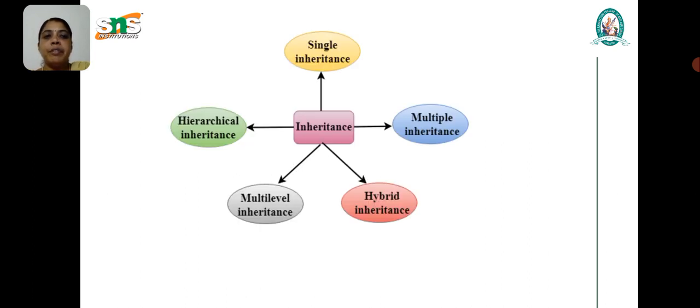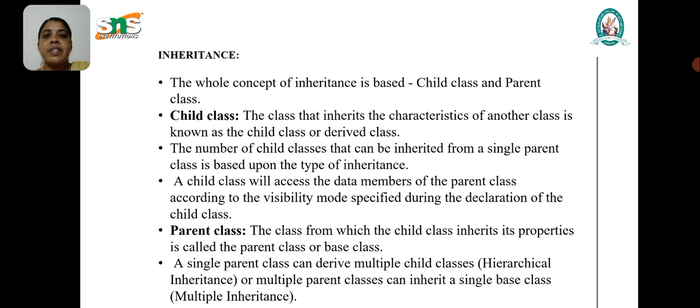So I said there are different types of inheritance. First, the child and parent class. Today's class is about the basics of inheritance. As I said, the derived class is called the child class, whereas the base class is called the parent class. The parent class is like a mother, whereas the derived class is like our child. A single parent class can derive multiple child classes; that is called hierarchical inheritance. Multiple parents with a single child class is called multiple inheritance. I will explain that later.